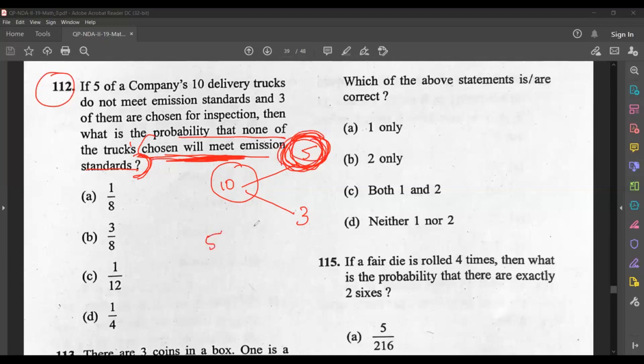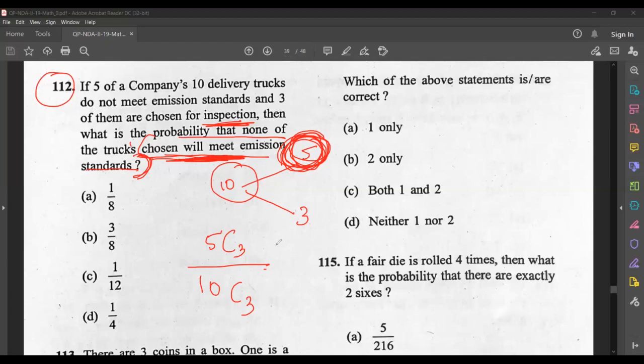So that is 5 C3 divided by how many they are choosing? They are choosing 3 for inspection. So that is 10 C3. So out of this 10 C3, they are choosing 5 C3. That means it should surely be from this 5. So 5 C3 divided by totally 10 C3. In how many ways can they choose from this 5? That is 5 C3. Then totally from the 10 they are taking 3.